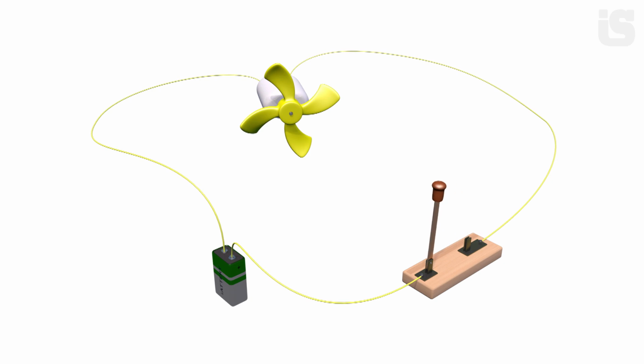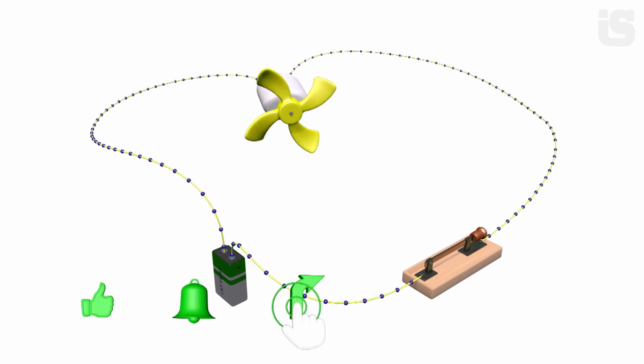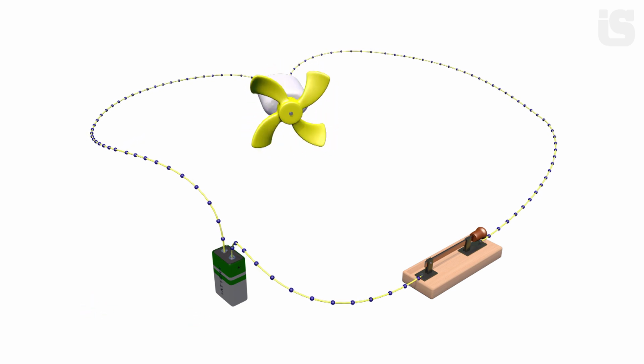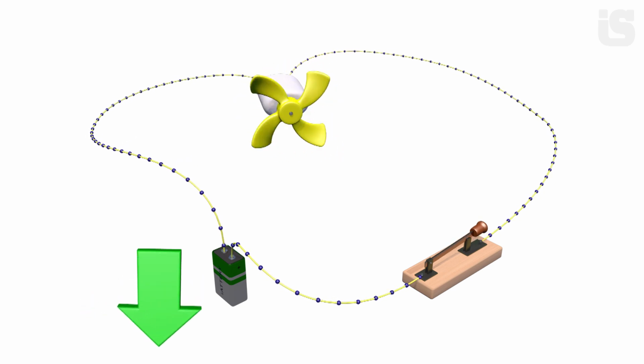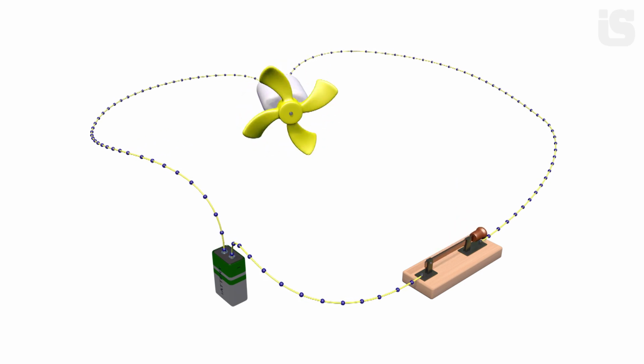If we break the circuit using the switch, the electric current will stop. The fan will stop spinning. Close the circuit again and the fan will start spinning again. In this case, the electric current flows in one direction. The fan also spins in one direction. If you turn the battery upside down, the electric current will flow in the opposite direction, and the fan will rotate in the opposite direction.